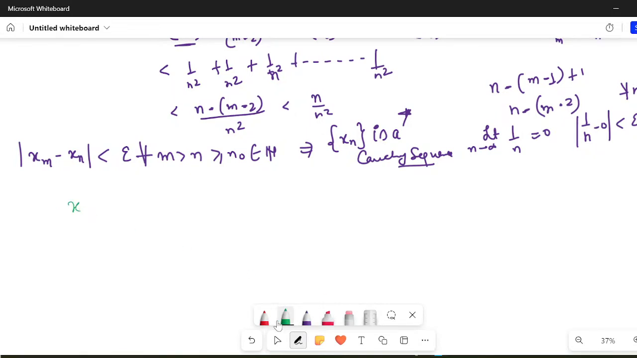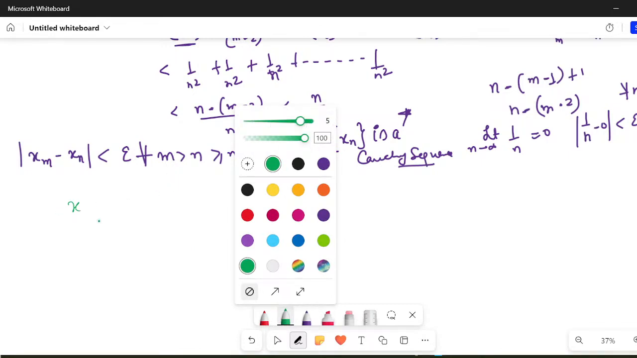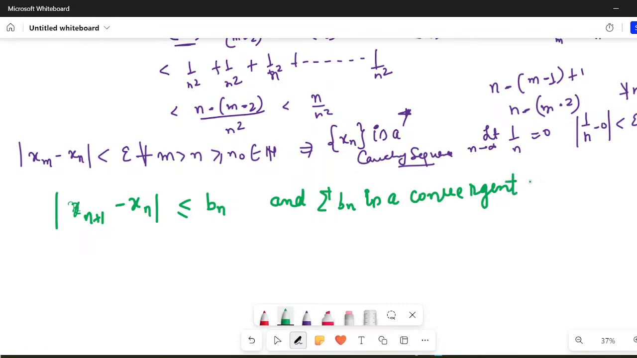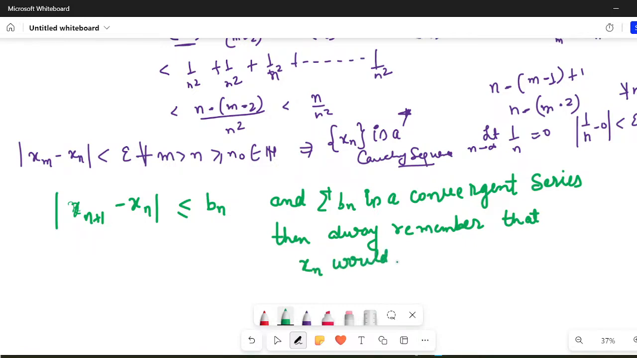If |x_{n+1} − x_n| is less than or equal to b_n, and the summation of b_n is a convergent series, then always remember that x_n would be a convergent or Cauchy sequence in R.